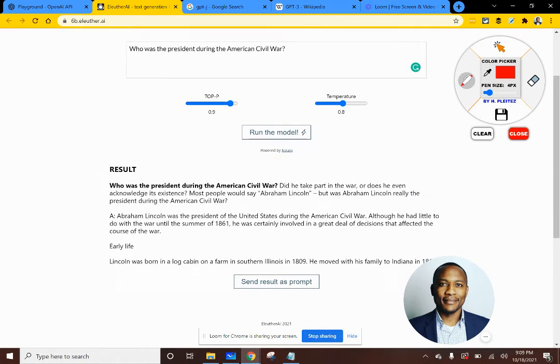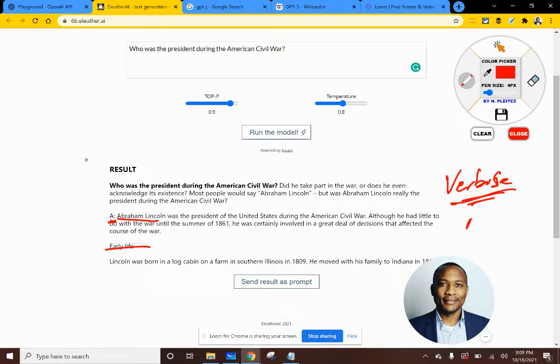One of the things I've noticed with GPT-J is that the answers tend to be more verbose, at least in my opinion. So it gives us the answer. Well, it expanded the question and it says answer. Abraham Lincoln was the president of the United States during the American Civil War, although he had little to do with the war in 1861, blah, blah, blah. So it just goes on. It tends to be more verbose with longer answers.